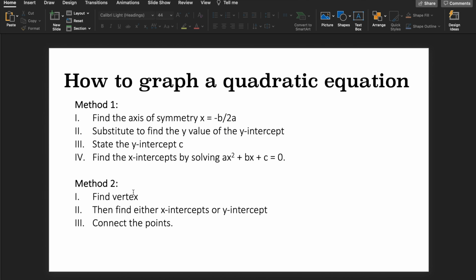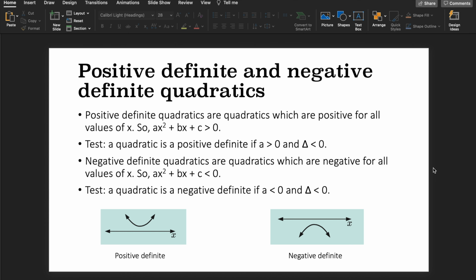And then you'll either have to find the vertex, then either find x-intercepts or y-intercept and connect the points. This is how it is. Just you'll have to find that. So the next topic is positive definite and negative definite quadratics.